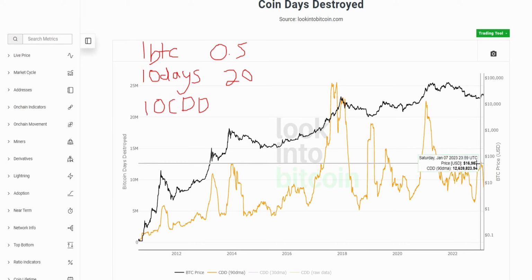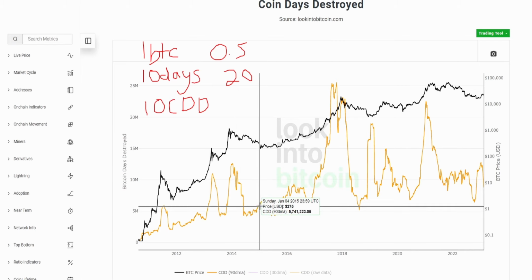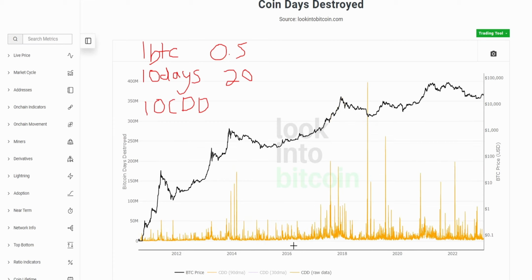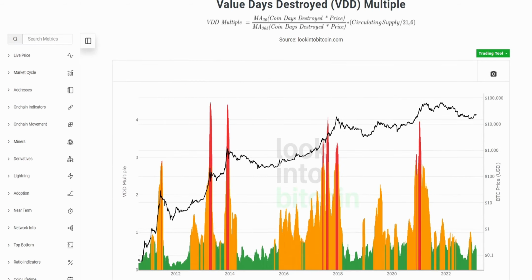So on this coin days destroyed chart, by default, this orange line here is actually showing us the 90-day moving average of this coin days destroyed value. But we can actually remove this and add just the raw data, which gives us on a day-by-day basis the total coin days destroyed. Or we can actually remove that and add the 30-day moving average, which is actually what the value days destroyed multiple is utilizing, or at least one part of it is utilizing.